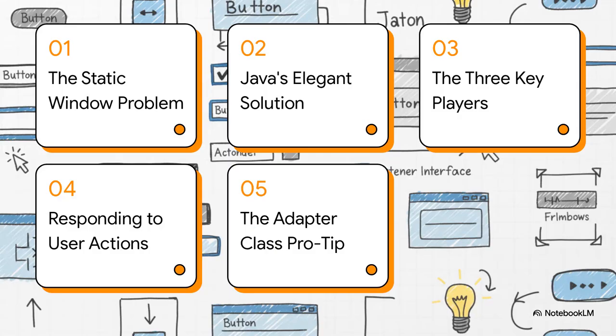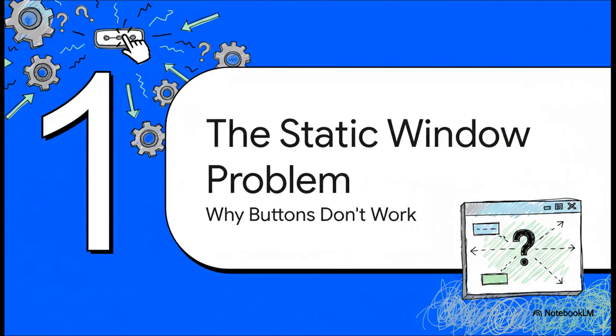Here's the game plan. We'll start with why our windows are static in the first place. Then we'll check out Java's really slick solution. We'll meet the three key players involved, see how they handle user actions, and I'll wrap it up with a pro tip about adapter classes that you're going to love. Let's do it.